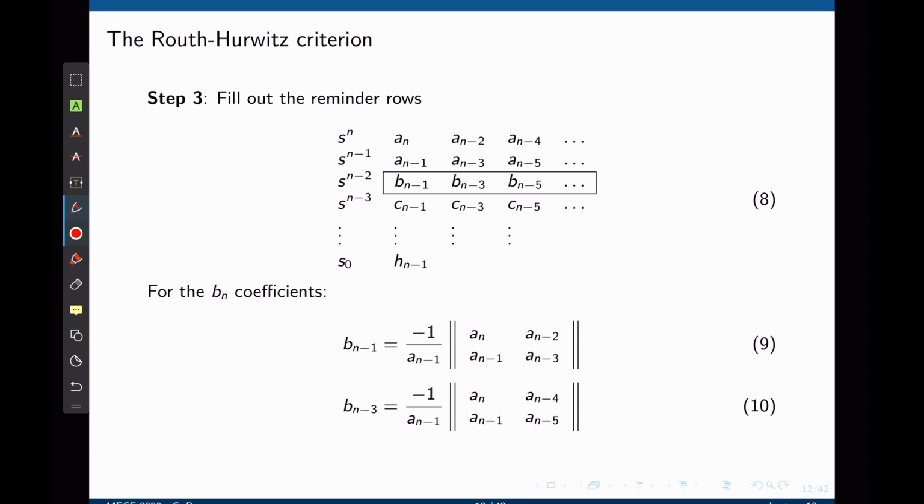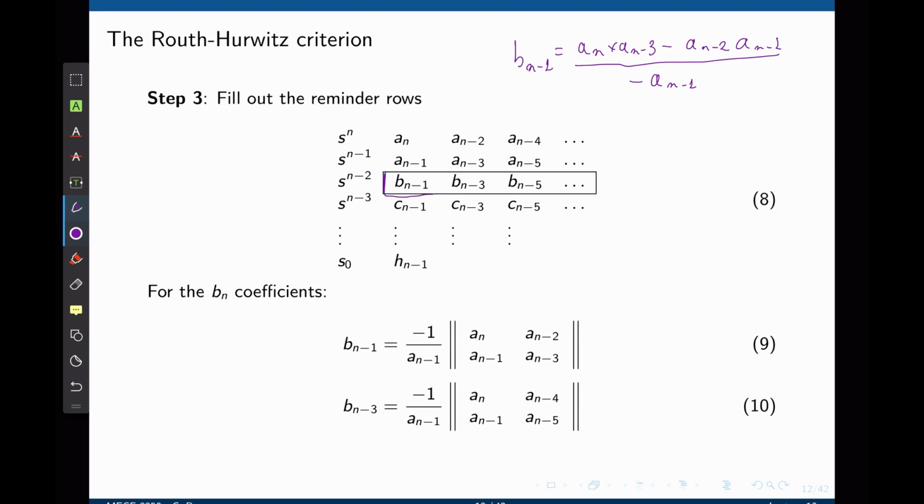Let's look at the first element, bn-1, which is given here. bn-1 is given as -1 over the element just above it times the determinant of the four elements above it. So bn-1 would be an times an-3 minus an-2 times an-1 divided by -an-1. This is the mathematical way to do it, but you'll see the pattern here.